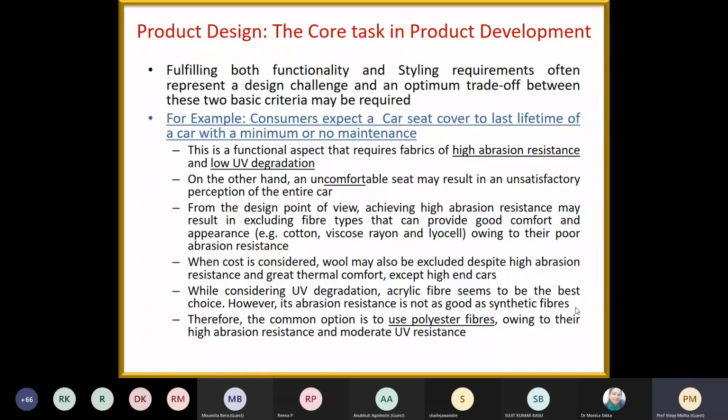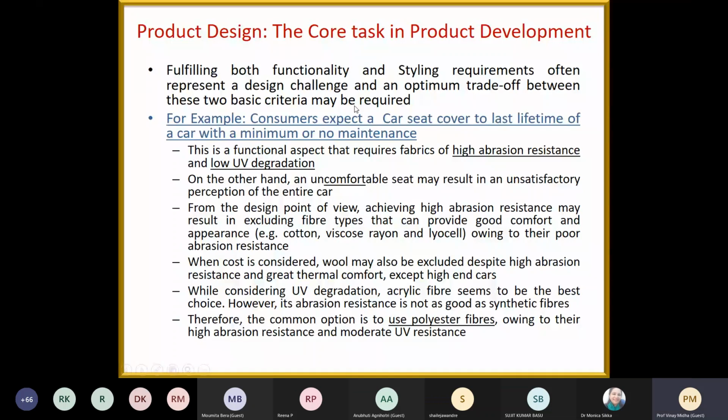So then, after understanding this product development and its requirements, we move to the product design, which is the core task in product development. Fulfilling both the functionality and styling requirements often represents the best design challenge, which I discussed initially also, that in the case of functional products, we are lacking these particular fashion features and the aesthetics, which need to be covered. And an optimum trade-off has to be carried out between these two.